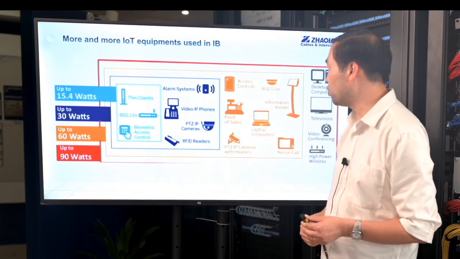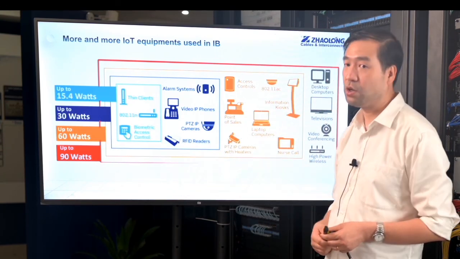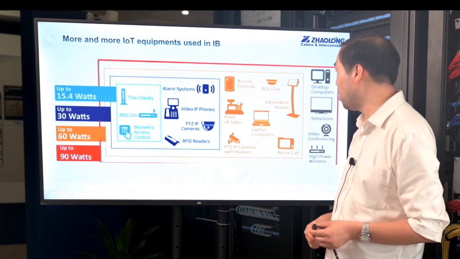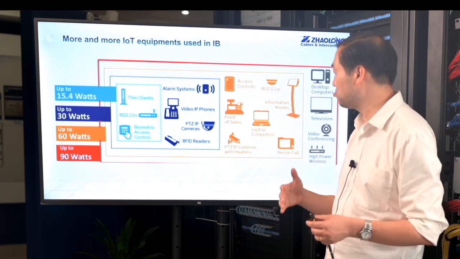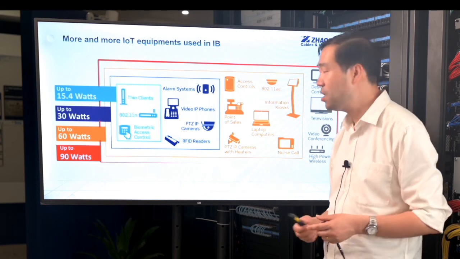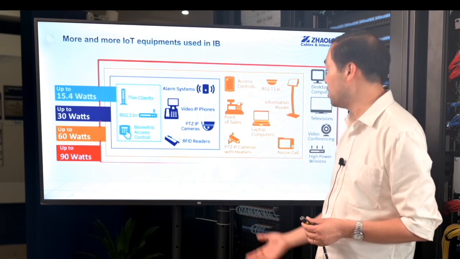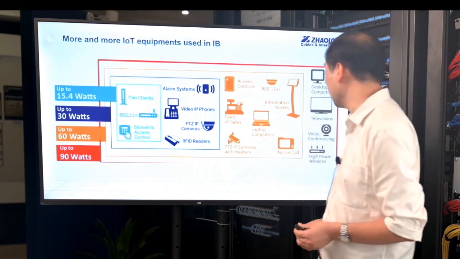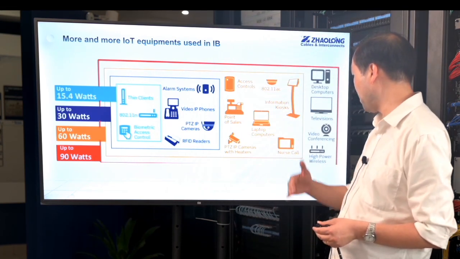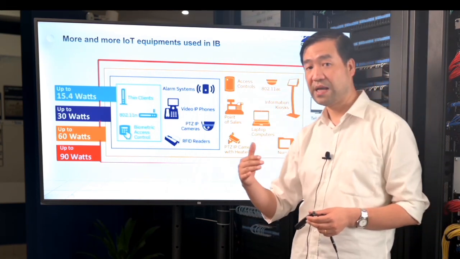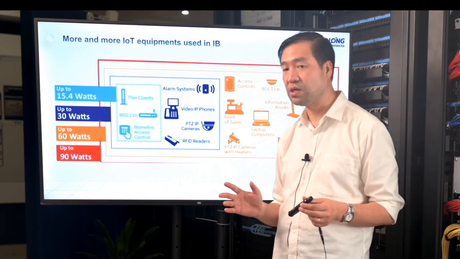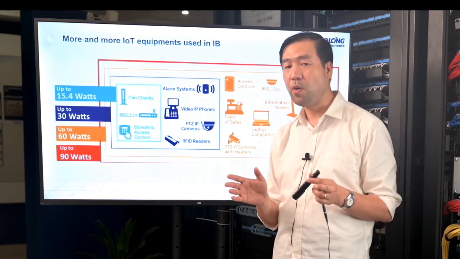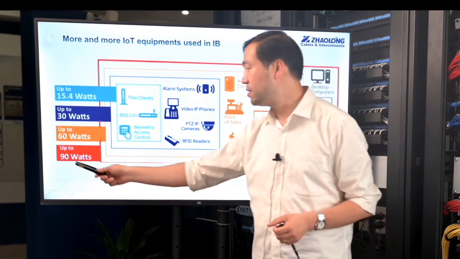But if you use the POS, point of sales, or information or laptop in your office, we will need more power, need 60. But you still have higher power device, maybe this like this one, high power wireless. So you need to consider the cable can support more power. For example, the 90 watt.